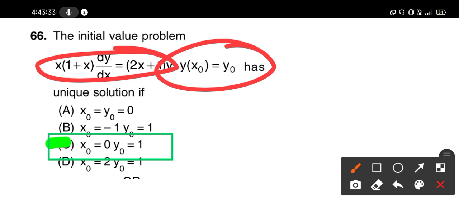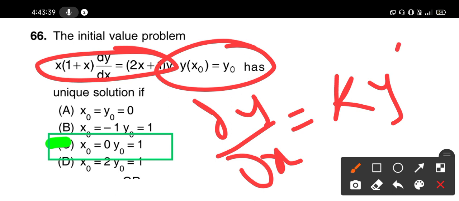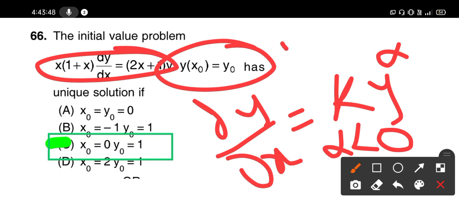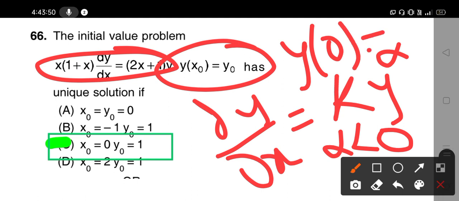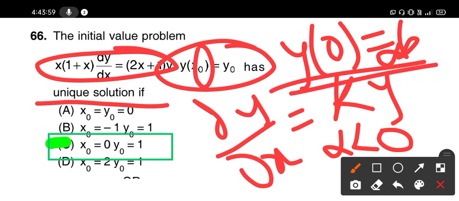I am telling you, dy/dx is equal to k y raised to alpha. Here alpha is less than 0 and k is a constant. There is a unique solution if y of 0 is equal to b, that is, b is non-zero. Here in option C, a unique solution is given, x0 is 0 from this condition, and b is non-zero, that is 1. So option C is correct.